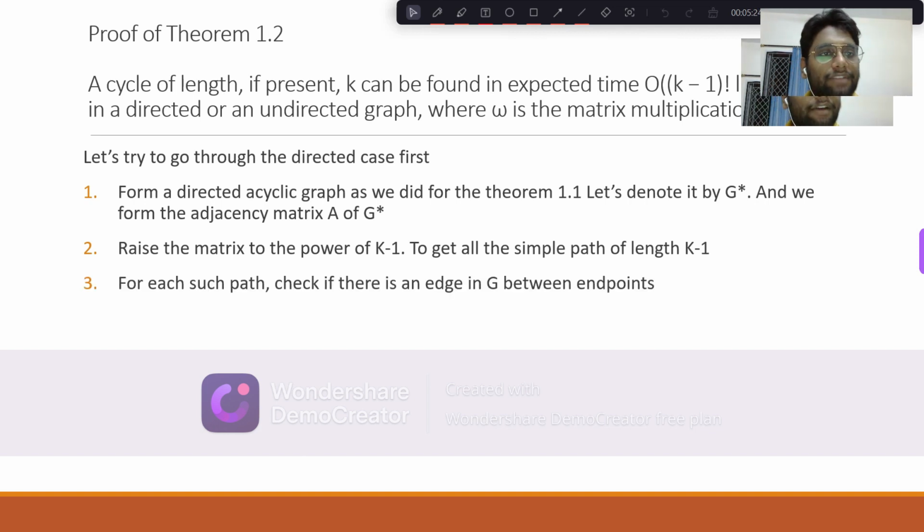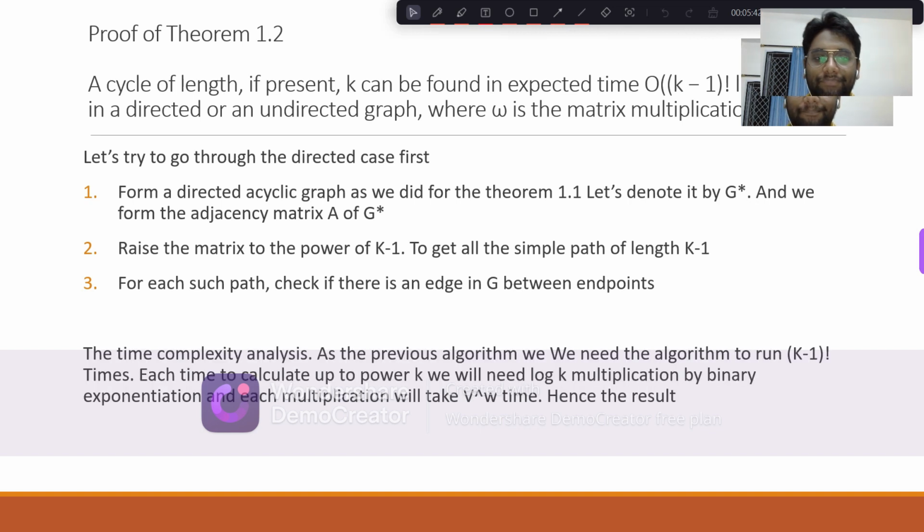And now, as we have got the paths of length k minus 1, we'll check whether for any of these paths the endpoint and the starting point have a common edge in the original graph G. Now if we have such a point, it becomes pretty clear that we have a cycle of length k, and so that's a pretty nice algorithm.